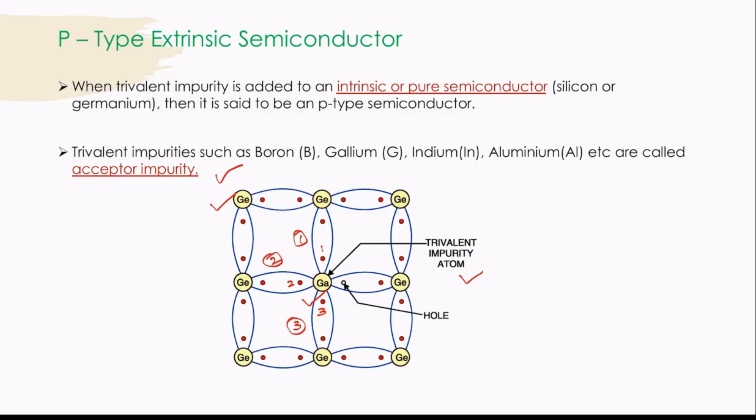and 3. And there will be an insufficient electron in the gallium to be bonded with the 4th valence electron in the germanium, and it is considered as a hole. If you see here, this is the insufficient electron to be bonded with that of the germanium, and so it is considered as the hole. So this is how the trivalent impurities are doped into the intrinsic semiconductor.